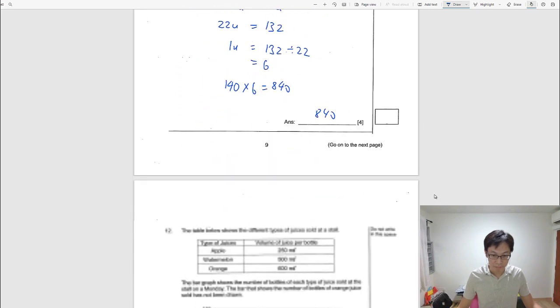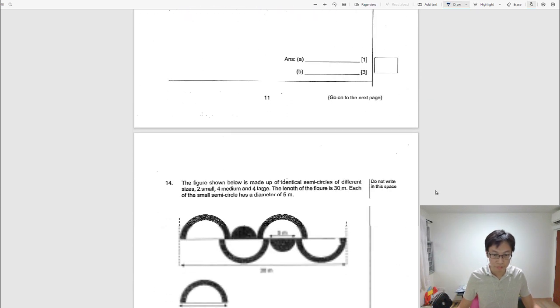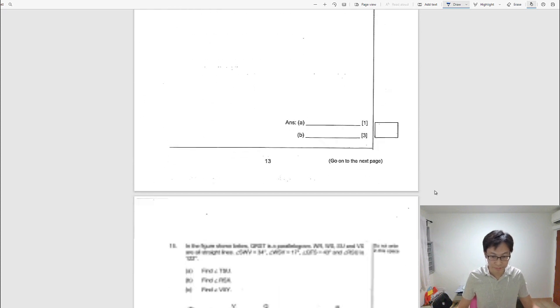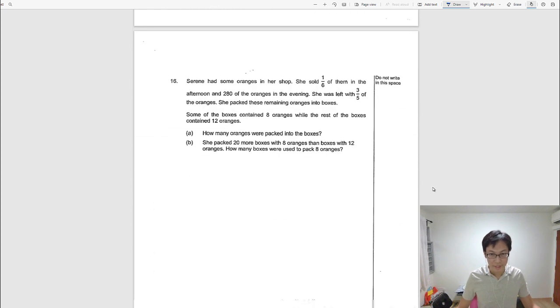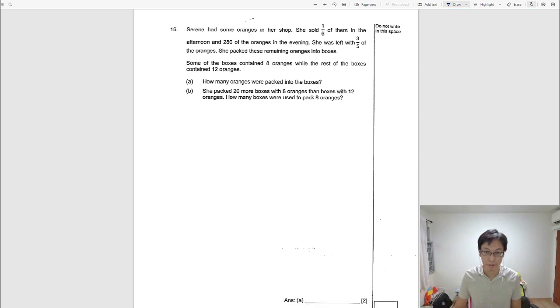Alright, let's go through one more question, which is question 16. Okay? Right, students usually struggle with fraction problem sums. Okay, so let's go through this question. So as usual, let's first identify the keywords.